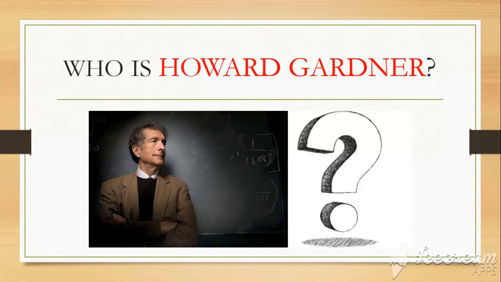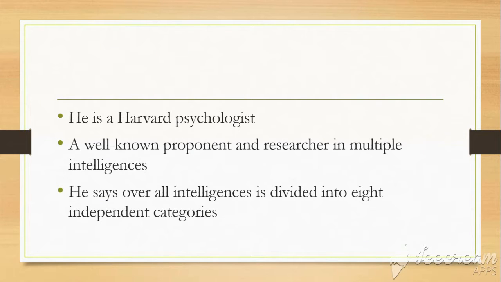So, who is Howard Gardner? He is a Harvard psychologist, a well-known proponent and researcher in multiple intelligences. He says overall intelligence is divided into 8 independent categories.